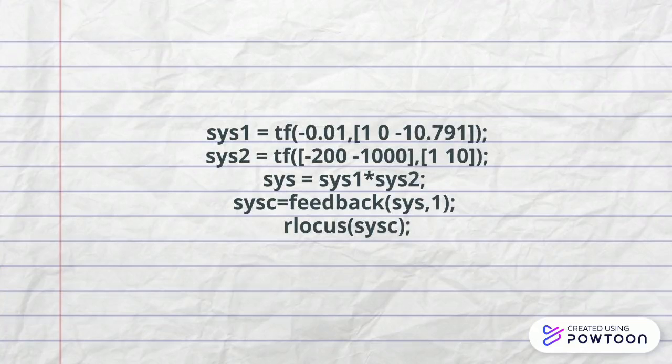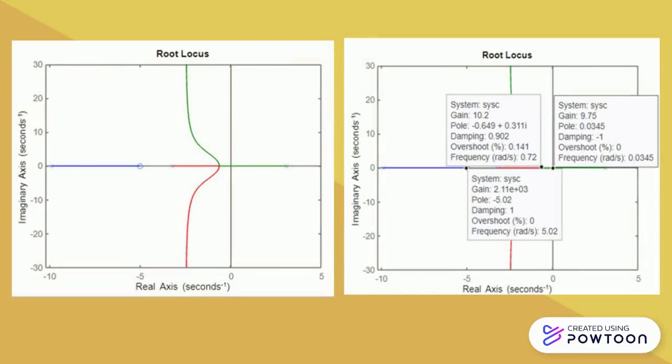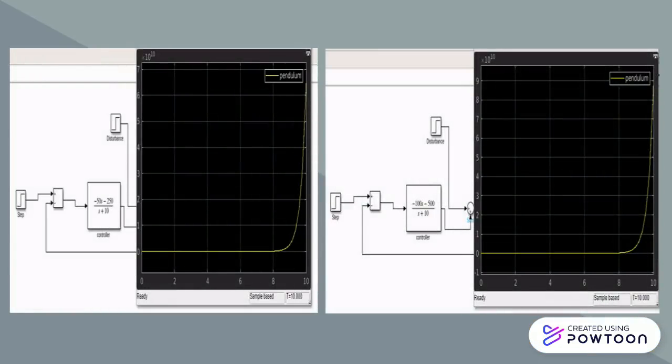For task 2, this is the coding that we use. From the coding, we can gain the root locus, and from the root locus, we can gain the damping ratio, overshoot, and frequency. But we cannot gain the sampling time.